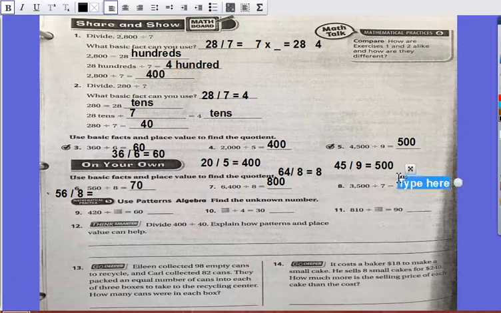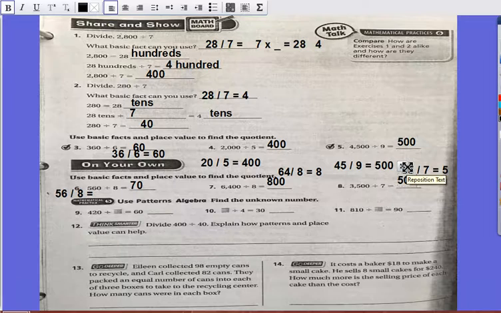Then I have 3,500. So 35 divided by 7. 7 times what is 35? The answer is 5. Then I took 2 zeros off, so I'm going to add 2 zeros in the end. So I have 500 for an answer. If you want to do 9 through 11 and challenge yourself, that would be awesome.